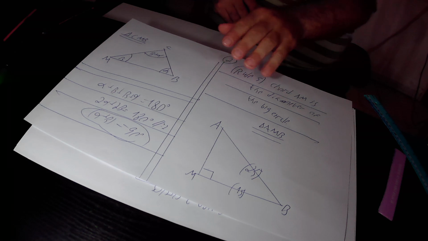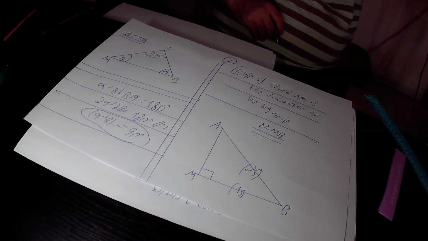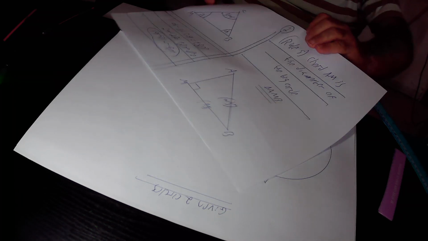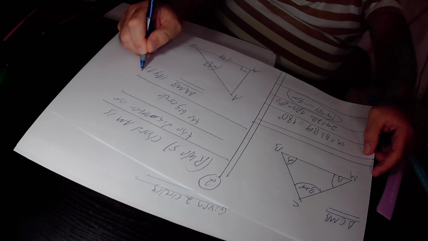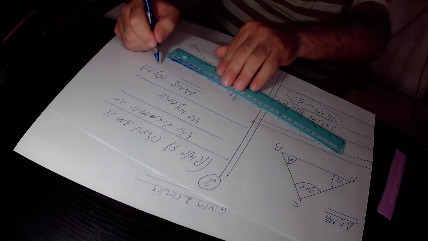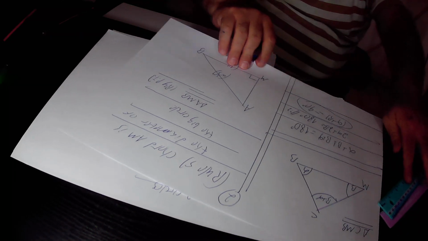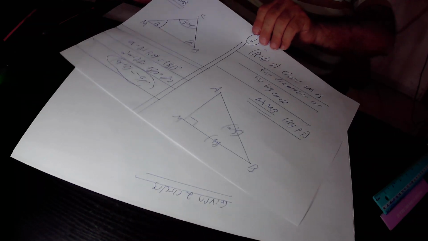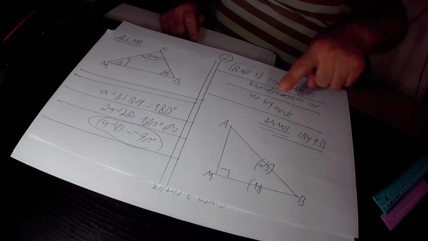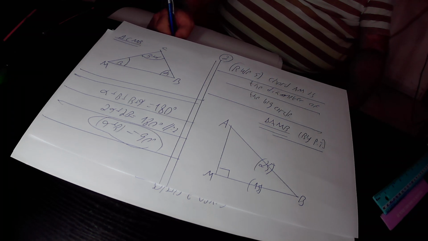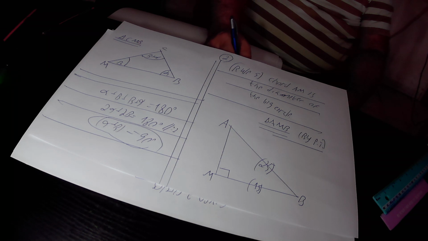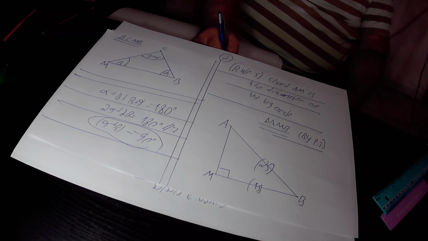So actually, this is the right triangle ABM from the original drawing. Here PT is the abbreviation for Pythagoras theorem. According to the Pythagoras theorem, in this right triangle, AB square equals AM square plus MB square. AB square, that is the square of the hypotenuse, equals AM square plus MB square.